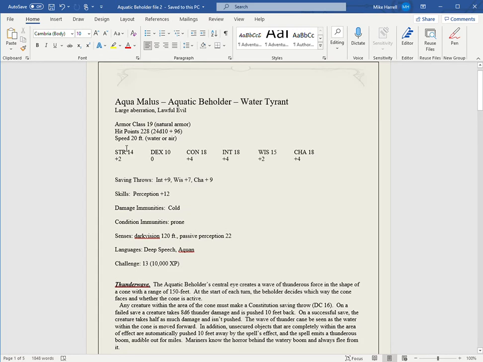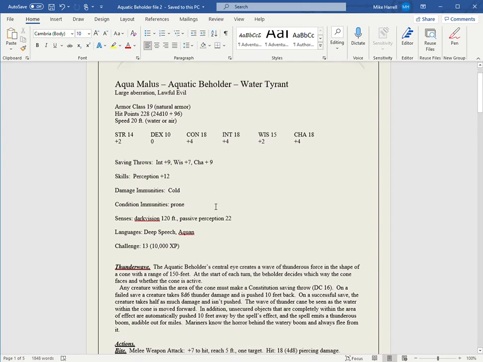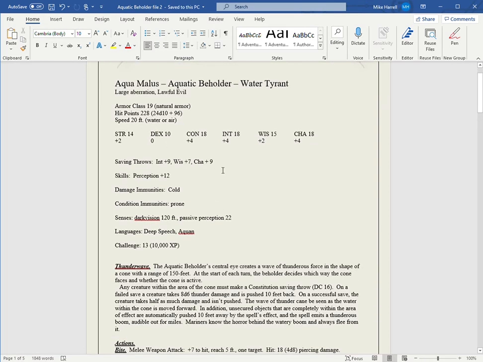Now, since they're larger, I made their strength and con a little higher than what you usually see with beholders, but still not unusually high. Con's getting pretty good. The dex is a little bit lower, and then other stats are pretty similar to what you see with other beholders too. So an increase in strength and con, a little bit lower on the dex. Saving throws are just about the same right there, not much difference.